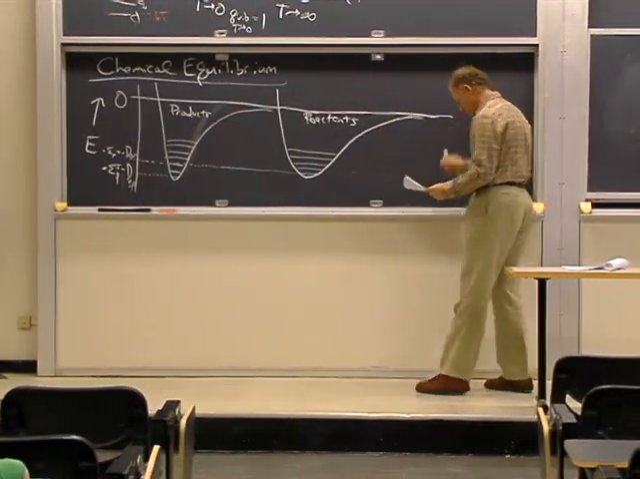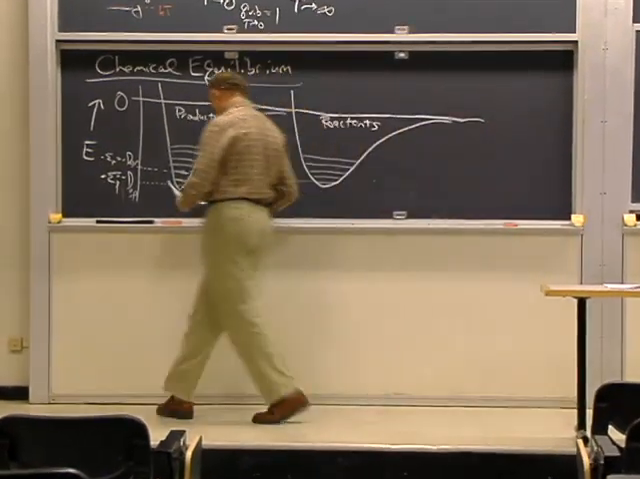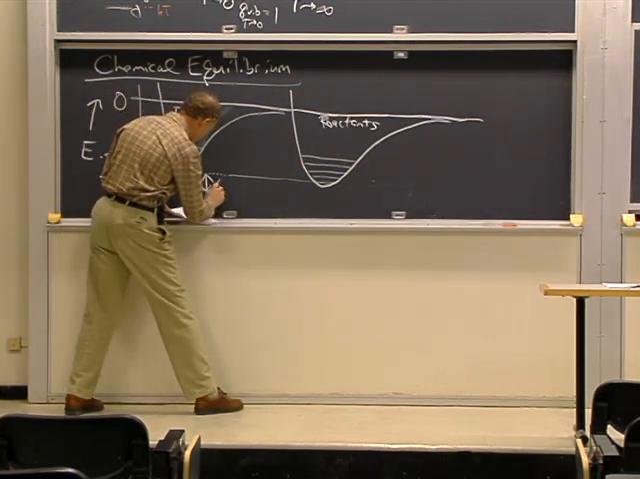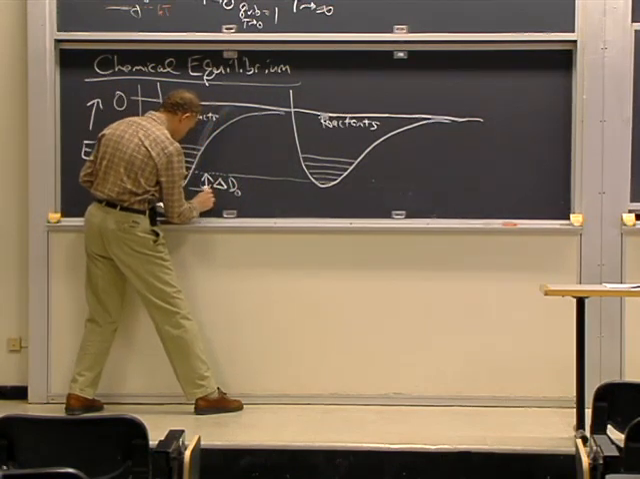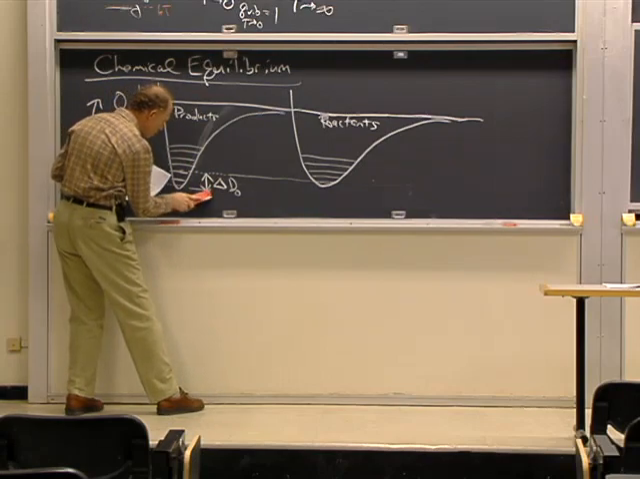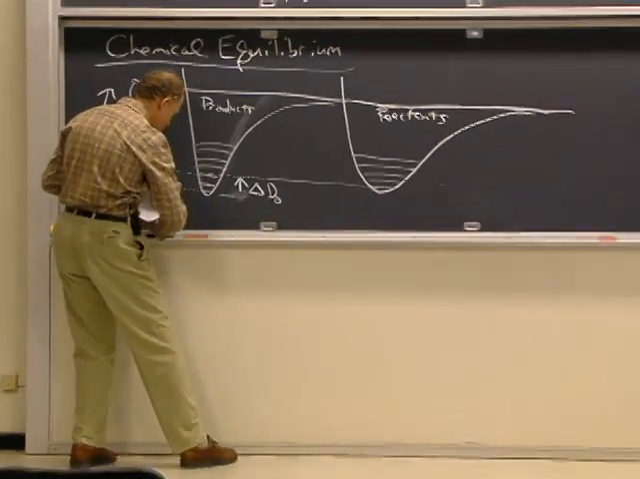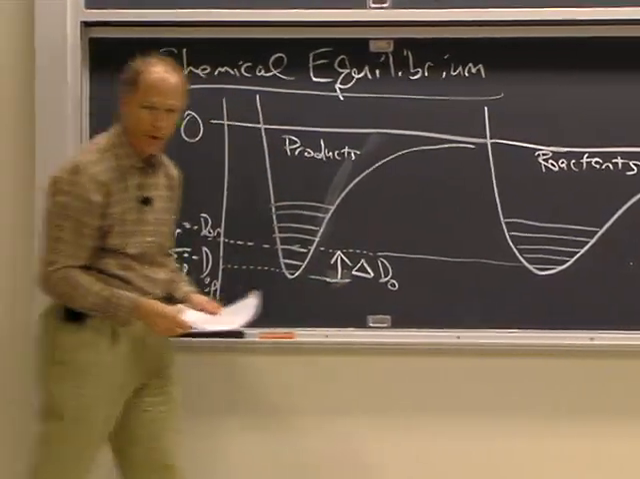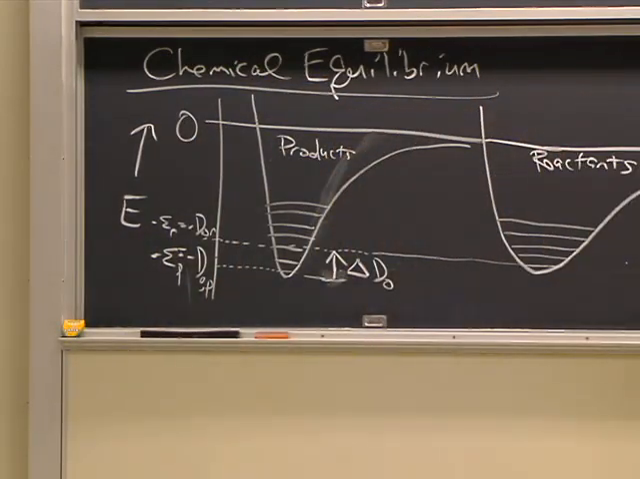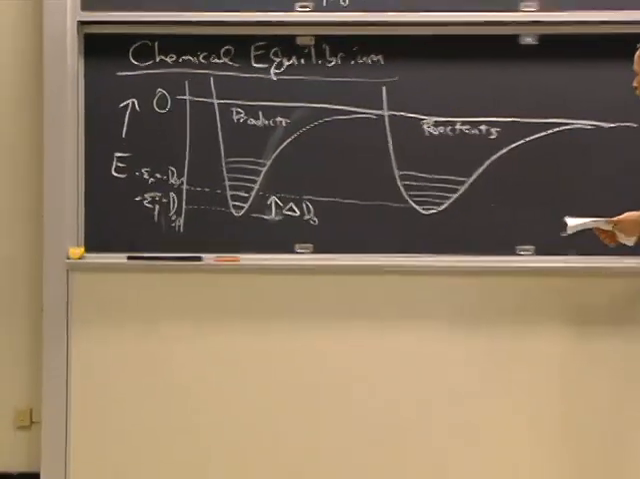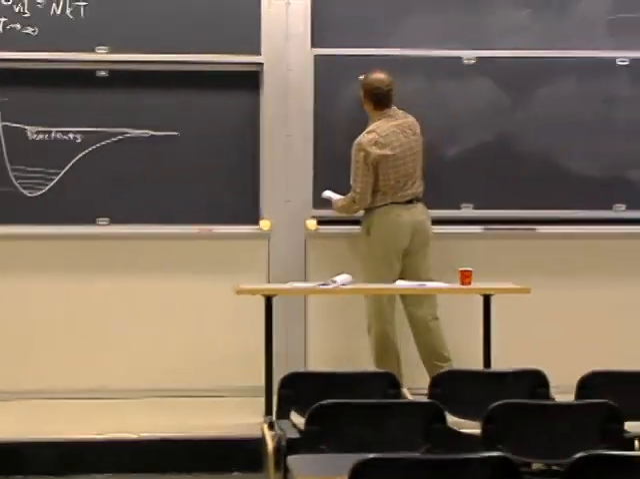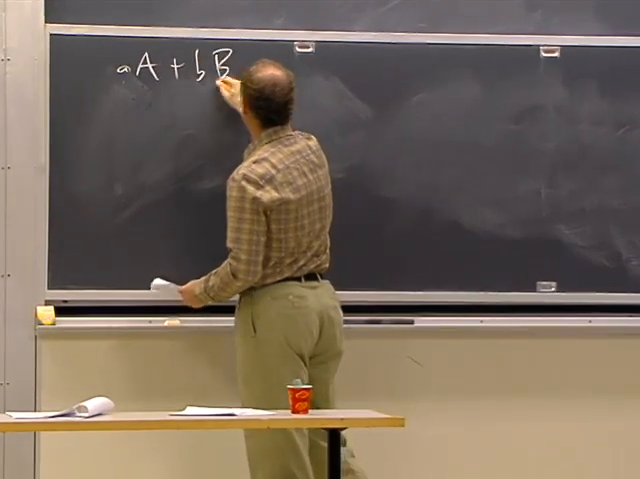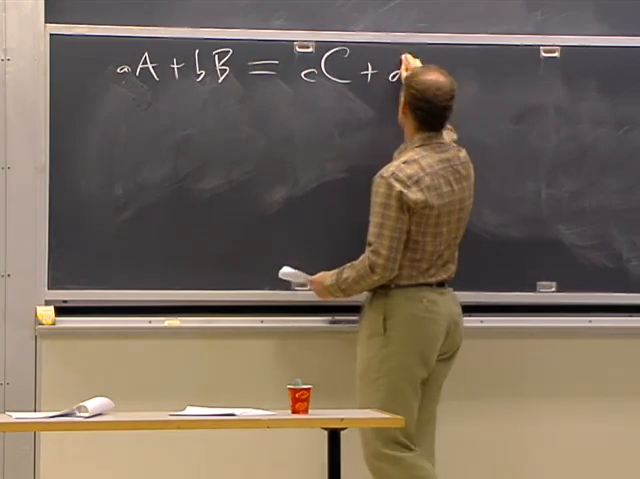So let's do that, and let's look at the difference here, the difference in dissociation energies, delta D0. Well, let's not put a double arrow. Let's define the sign of it in this way, going from products to reactants. Okay, now let's look at how equilibrium should work. Let's take a generic reaction, with little a, b, c, d as our stoichiometric numbers: aA plus bB goes to cC plus dD.